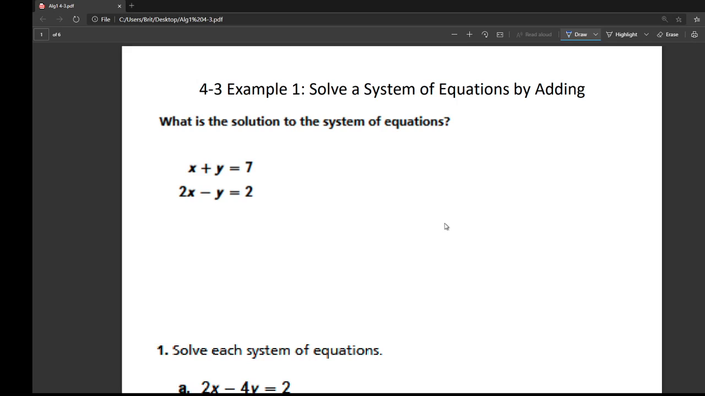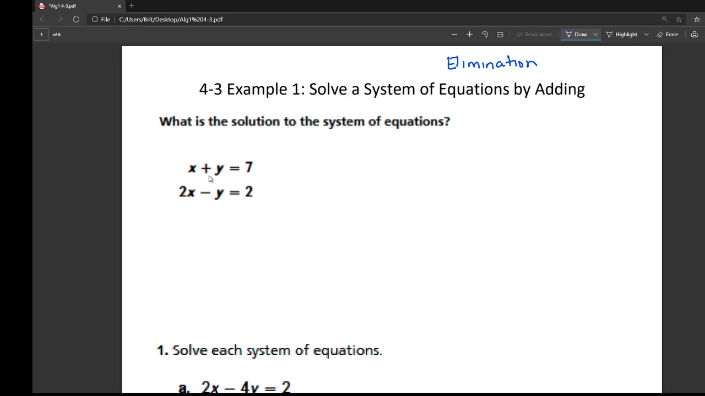In this video, I'll be covering example 1 from section 4-3 in the SavvasRealize Algebra 1 textbook. So in this example, we are looking at the third way to solve a system of equations, which is a method that they're calling adding. Most places call this the elimination method. So I'm going to write that here at the top, elimination, which is where we are eliminating a variable.